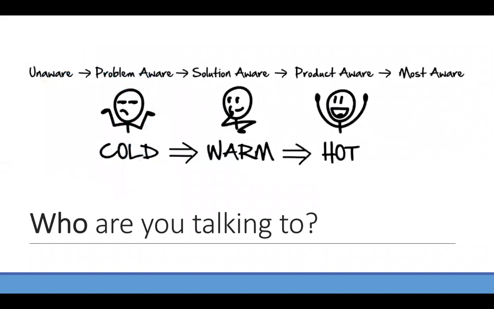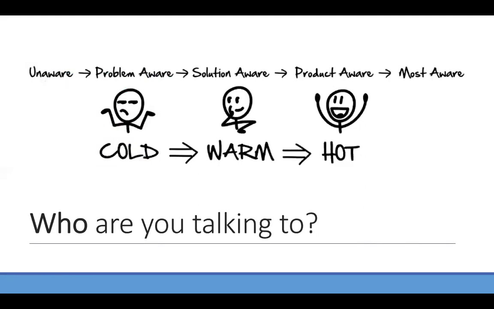Okay, so the next point, once we understand the importance of having a lead magnet, it's important that we phrase it to the right person. So who are we talking to? Because there's three types of potential prospect.